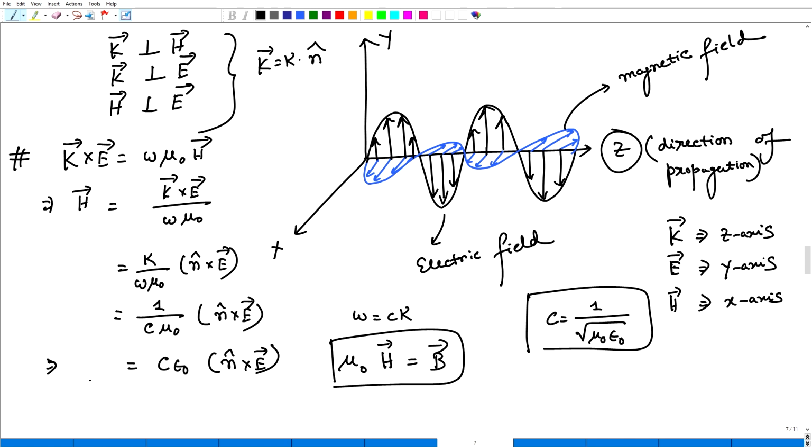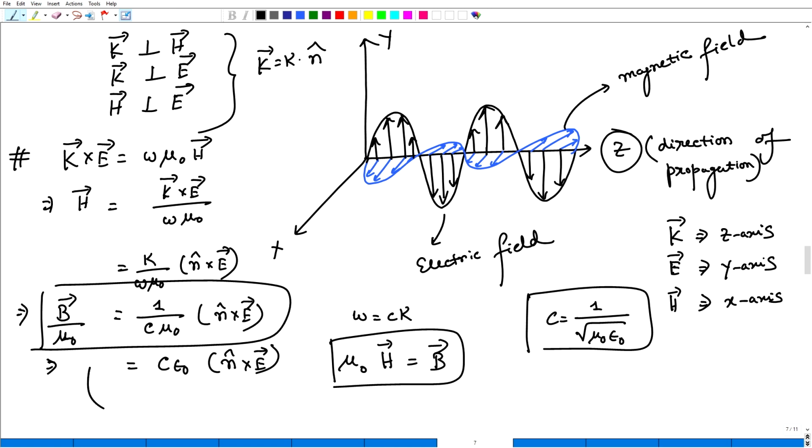So, this equation essentially leads to the magnetic field B equals c-inverse n cross E. From here we can see that the magnetic field is also perpendicular to the electric field, because n is the direction of propagation and E is the electric field. So, there is a cross product. From here it is proved that the magnetic field is also perpendicular to the electric field.